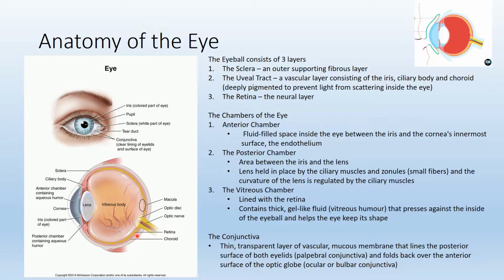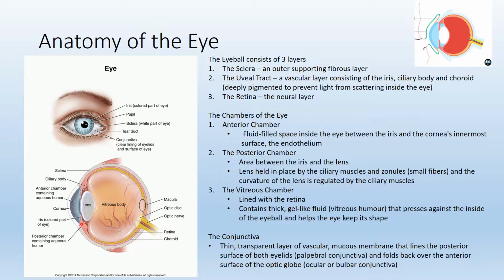Another way to look at the eye is by considering the chambers of the eye. So there are 3 chambers of the eye: the anterior chamber, which is here and is composed of the space between the iris and the cornea's innermost surface or endothelial layer, and it is filled with an aqueous fluid known as the aqueous humor.